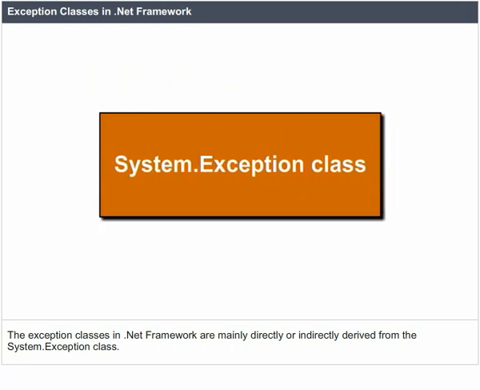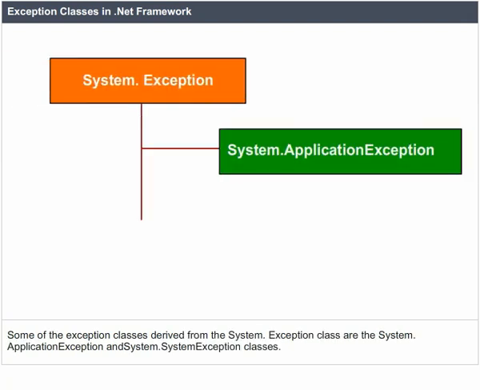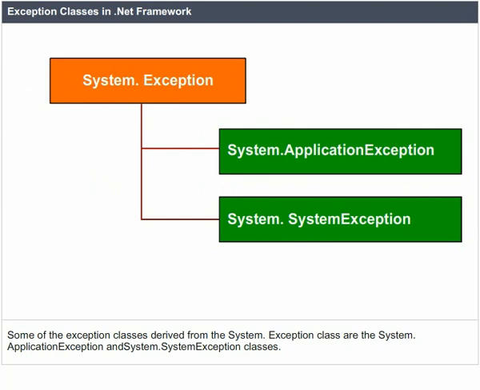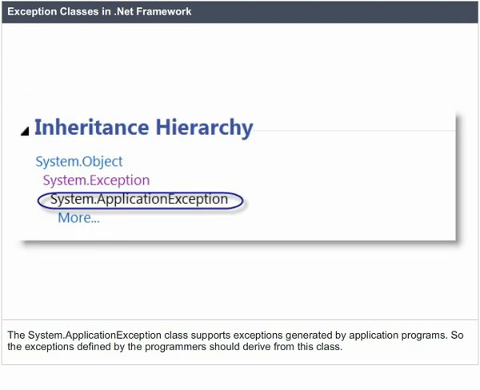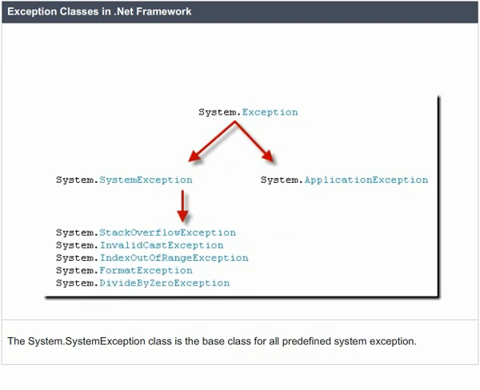The exception classes in .NET Framework are mainly directly or indirectly derived from the System.Exception class. Some of the exception classes derived from the System.Exception class are the System.ApplicationException and System.SystemException classes. The System.ApplicationException class supports exceptions generated by application programs, so the exceptions defined by the programmer should derive from this class. The System.SystemException class is the base class for all predefined system exceptions.